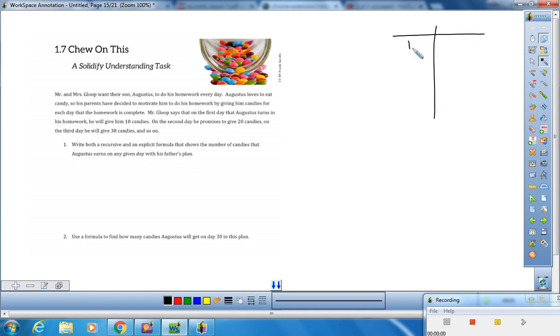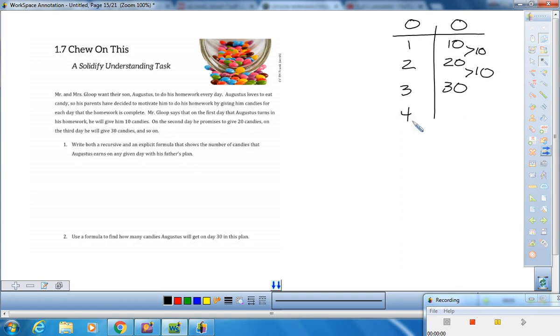So, after one day of doing his work, his mom will give them 10 candies. On day 2, 20 candies. Day 3, 30 candies. If he does 0 amount of work, he will get 0 candies. Notice that this problem is arithmetic. It has a slope. The 4th day would be 40 candies.